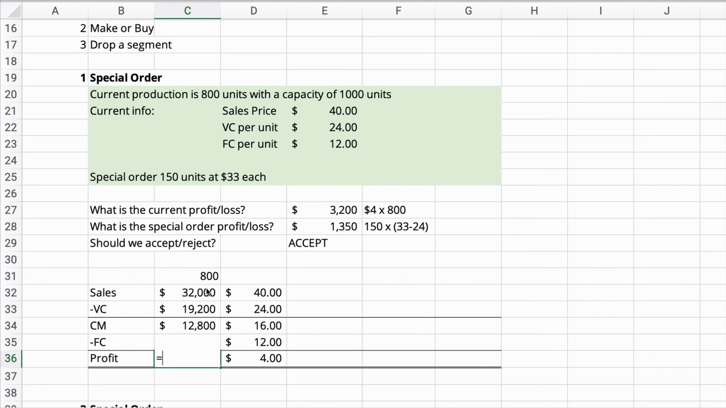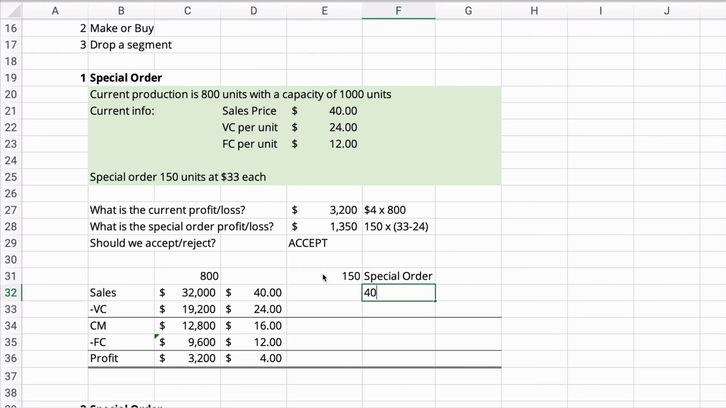So what's our profit? Our profit is 12,800 minus that 9,600, 3,200. We're correct here. This is this number right here. We're correct. Now, let's just look at just the special order. Just the special order. So this is the special order. That's 150.